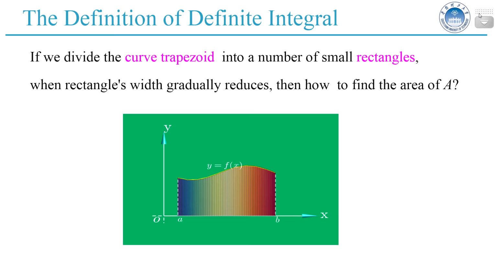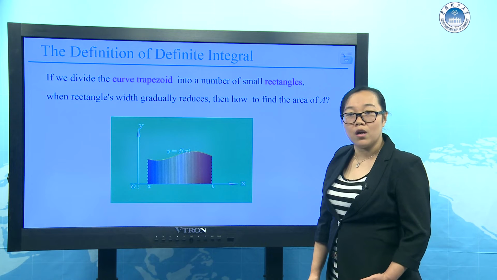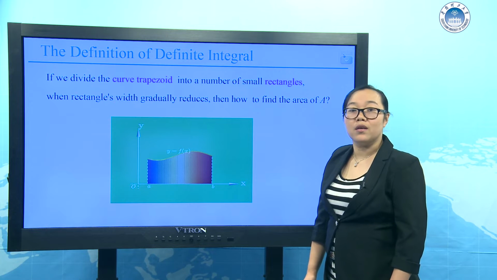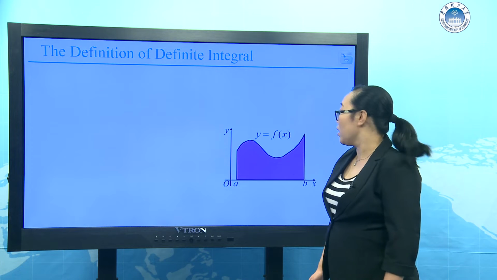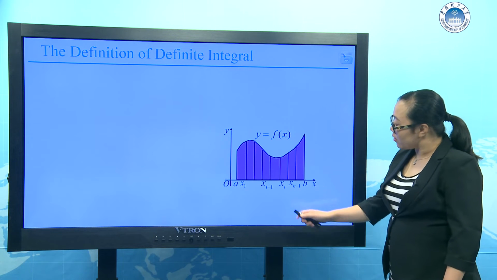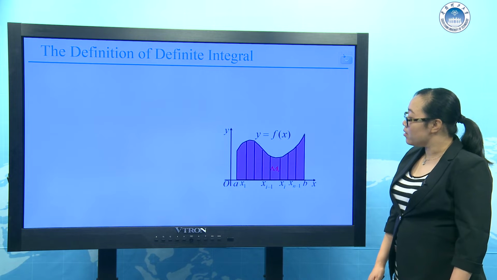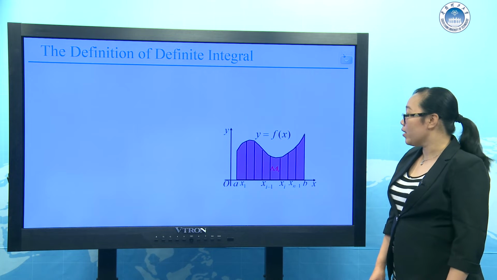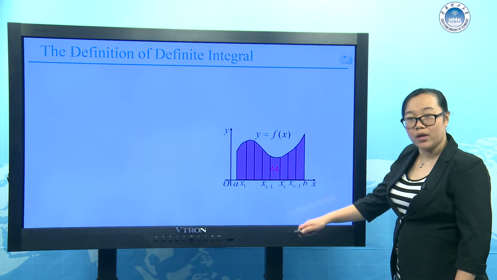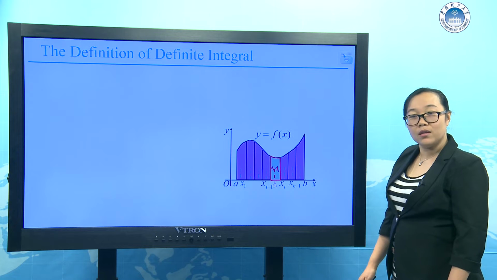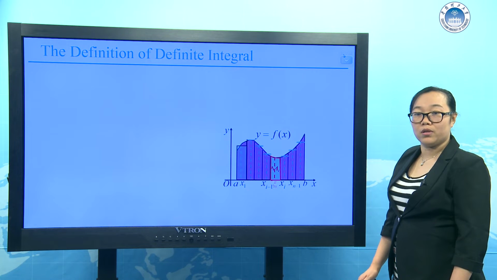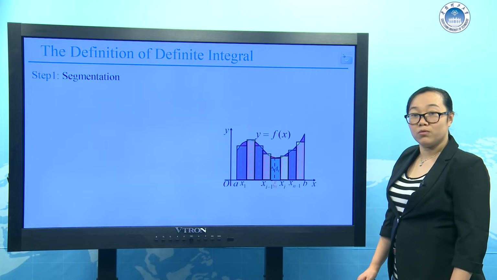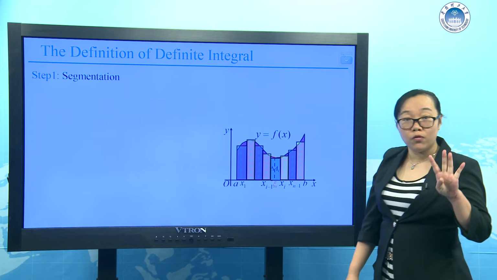At this time the number of rectangles is infinity. So now look at the figure. If we divide into so many small rectangles, we can get the corresponding area A by doing the summation of the small rectangles. How to get it? There are the following 4 steps.